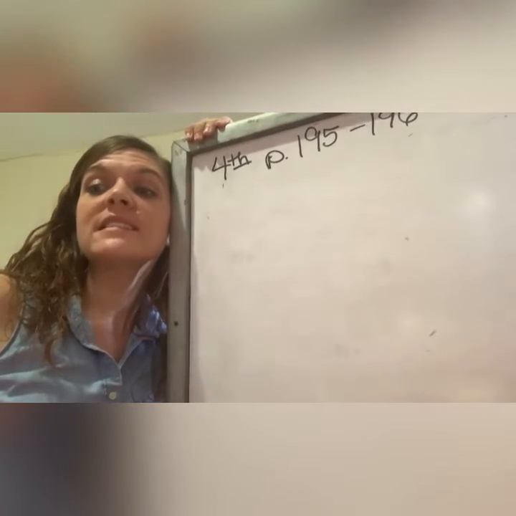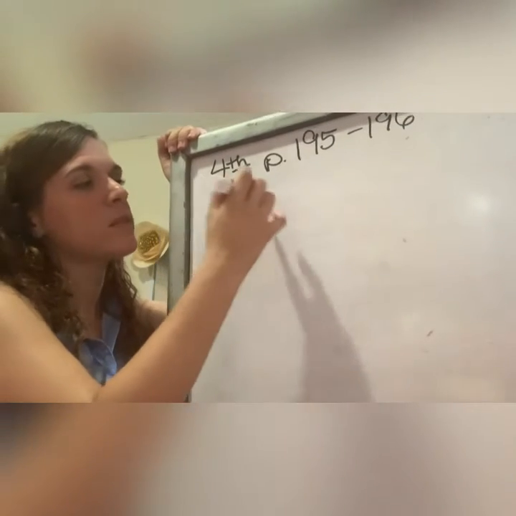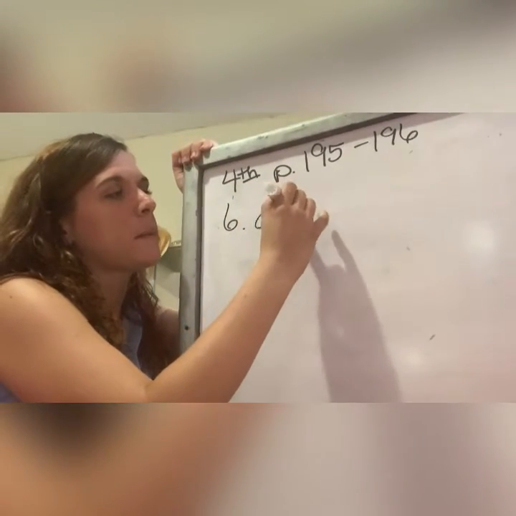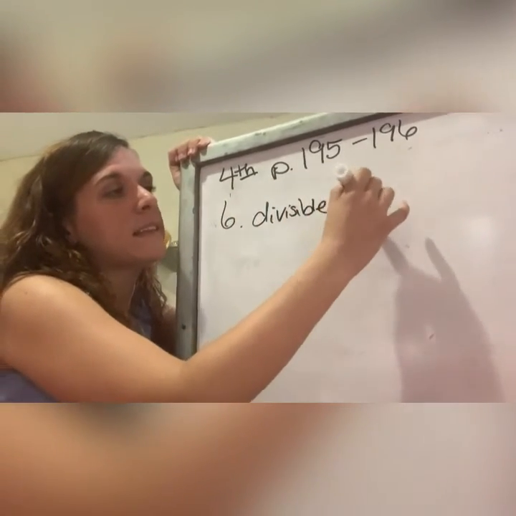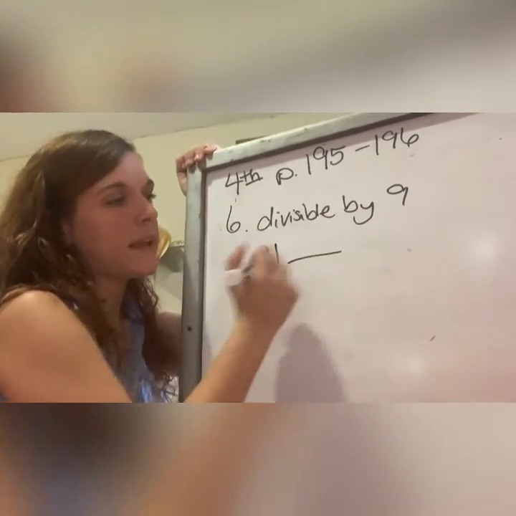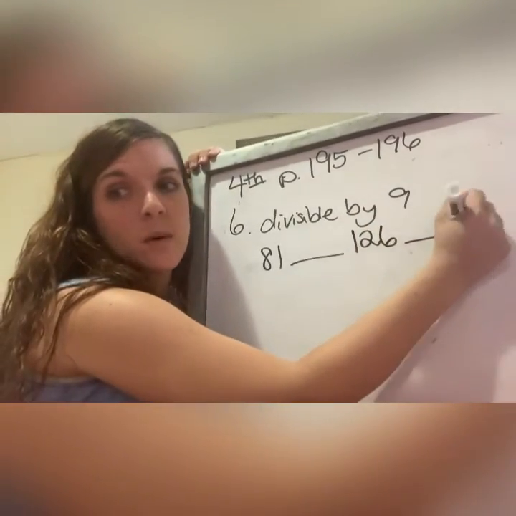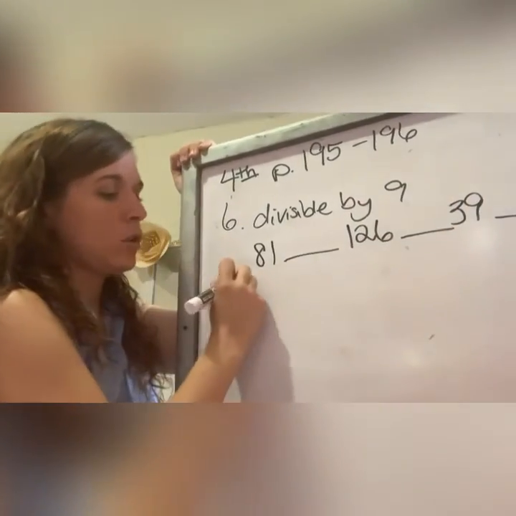Okay, look at number 6 and number 7. Now we have divisible by 9 and divisible by 10. And we're going to keep practicing these, okay? We'll review them tomorrow. Divisible by 10 is the easiest one in creation.